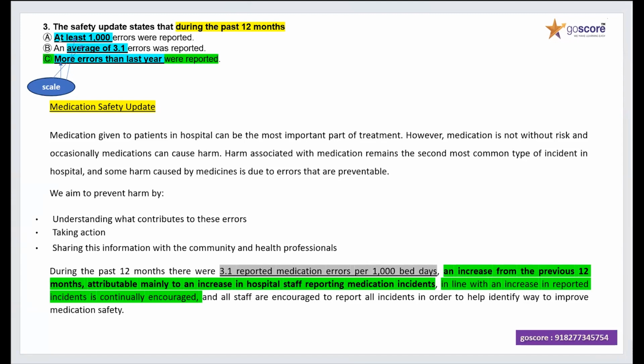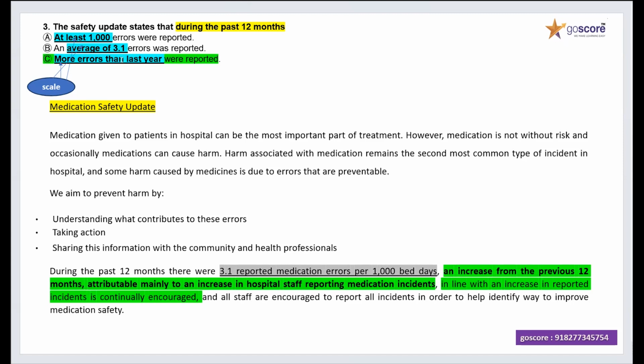Their first option: at least 1,000 errors were reported. Did they mention like that? They mentioned there were 3.1 reported medication errors per 1,000 days. But here they have mentioned 1,000 errors. So actually it is 3.1 medication errors per 1,000 bed days.